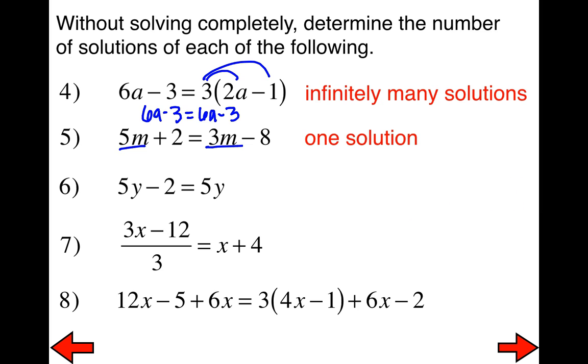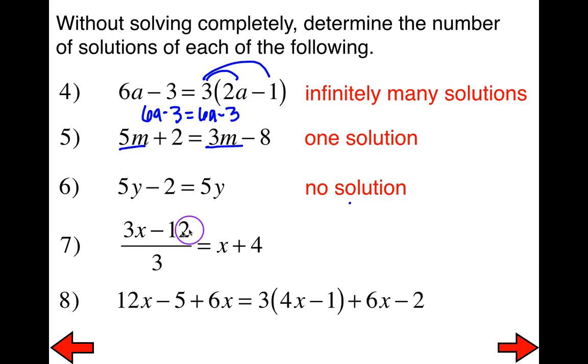For number 6, well, I can see that 5y minus 2 equals 5y. They will definitely eliminate each other, but these expressions aren't equivalent. So the answer is no solution.